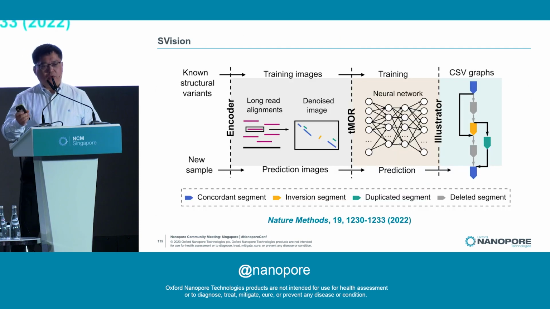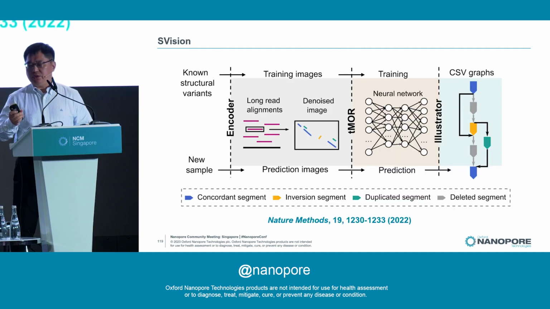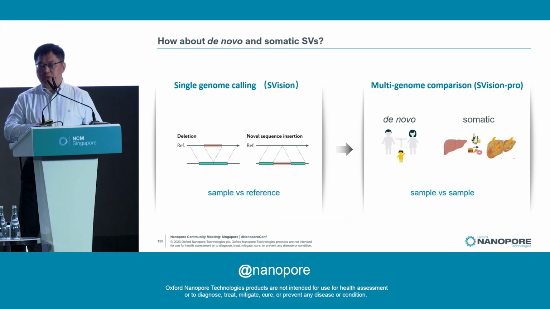Okay, this is a framework we published last year in Nature Methods, and there are three components: encoder, multi-object recognition pack, and then its final graph genome representation. So this was the work that was published last year. However, once we have this one, we still have more problems coming up.